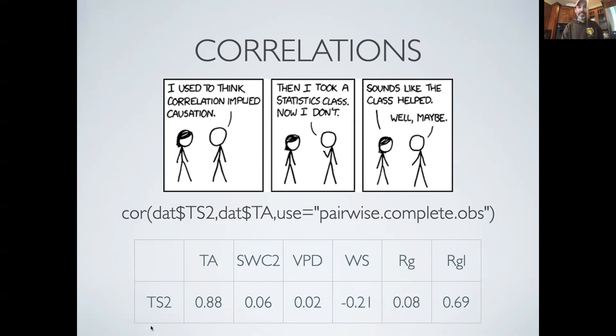And at the bottom here, I've created a simple table summarizing the correlation coefficients between soil temperature and my six possible explanatory variables. You note here, I am not attempting to do a statistical test with these correlations. I'm just using them for exploratory purposes. And again, these are a complement to visualization, not a substitute for visualization.